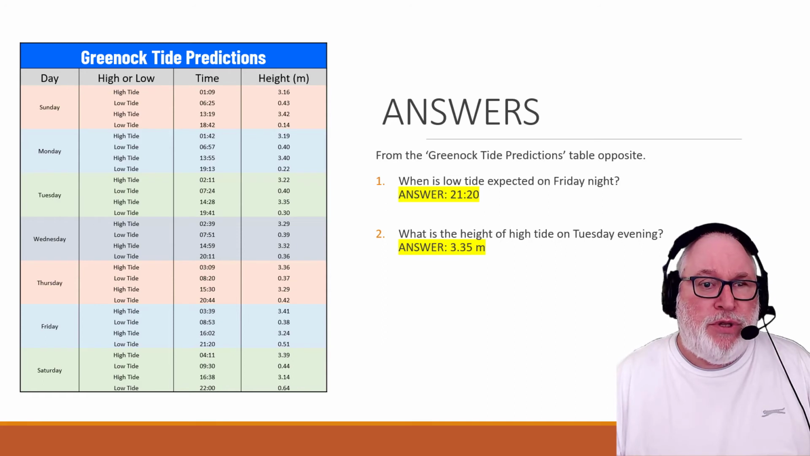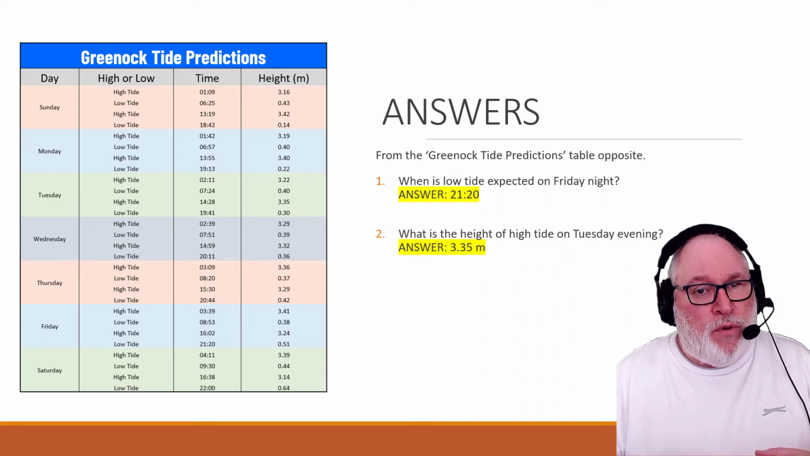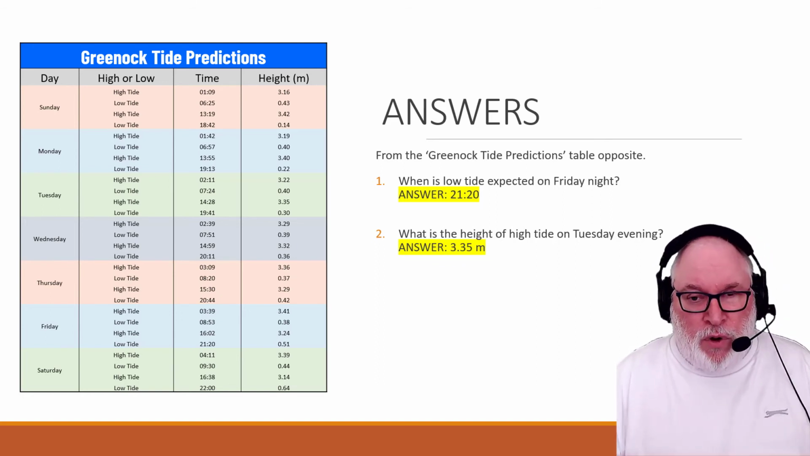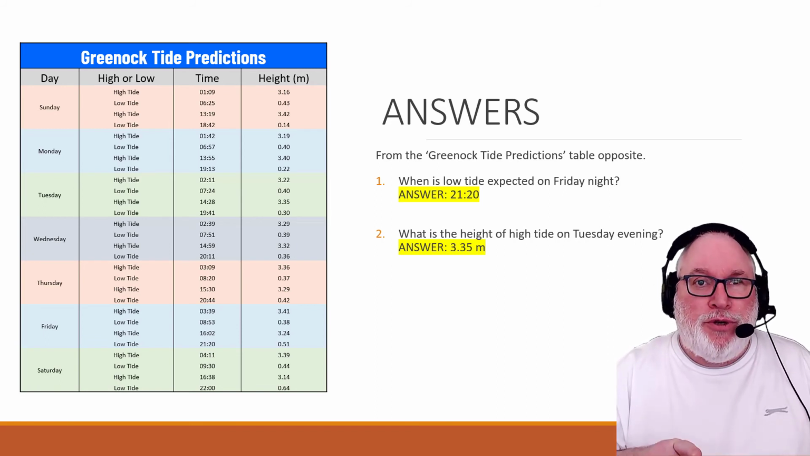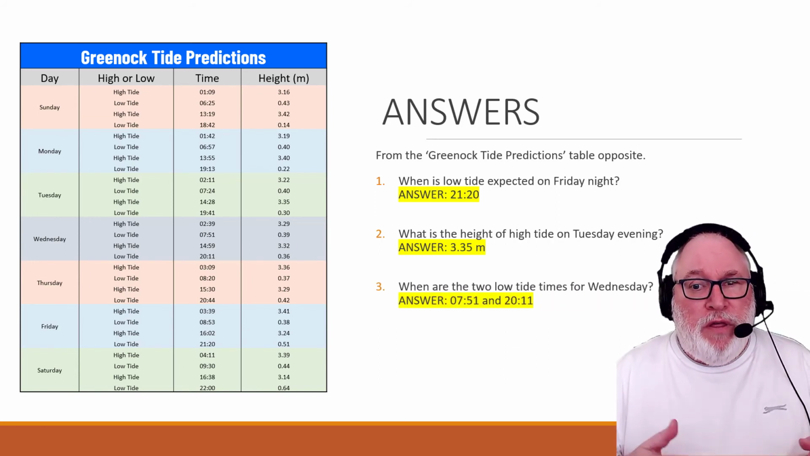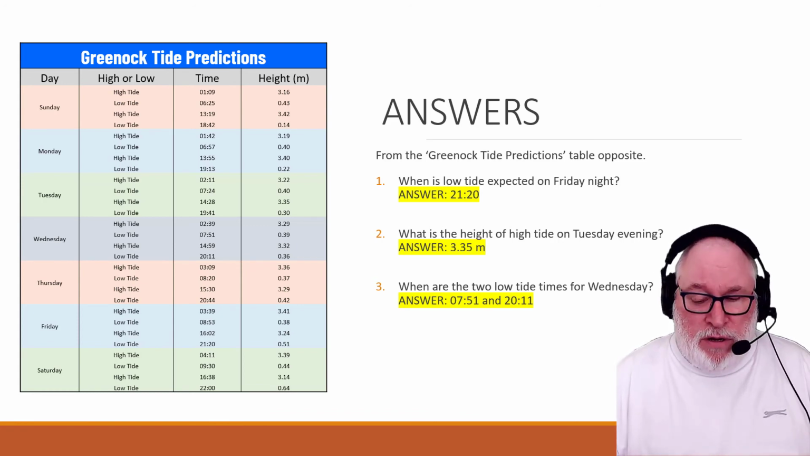So if you look at the Tuesday there, high tide for the evening or afternoon, so it's 14:28 is the high tide. We also know the low tide there, so the high tide was going to be 14:28, so it's not quite the evening, is it? It's the afternoon. So I hope you weren't thrown too much by that. Just goes to show the table knew better than my question. Right, third one. When are the two low tide times for Wednesday? You should have had 7:51 and 20:11.